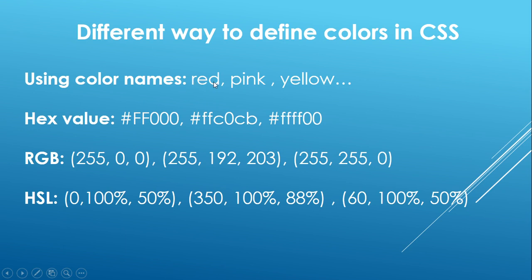So instead of typing red, we can type this code, the hex value. We can type the RGB, which stands for red, green, blue. We can type this value, or we can type this HSL equivalent. Now you might wonder, where are we going to get all these things? You don't have to memorize them.